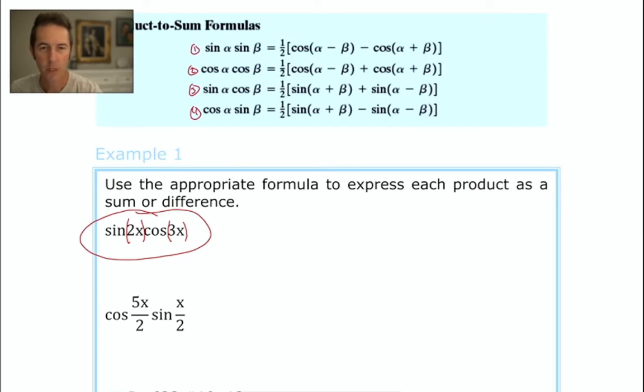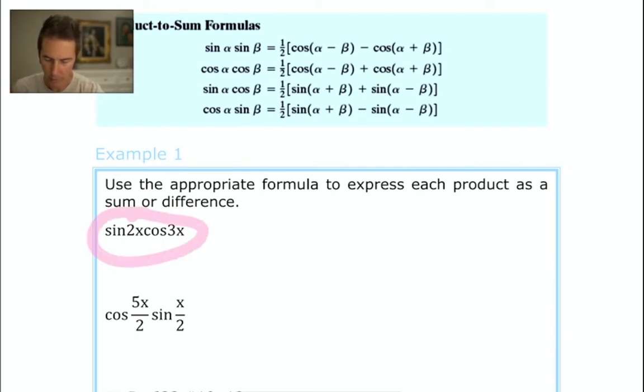At the moment, if we're going to use formula number 3, alpha is 2x and beta is 3x, which in here doesn't matter because we're adding them together. 2x plus 3x is going to be 5x. But in here, 2x minus 3x is going to be negative x. If you swap these two functions around, if you write it as cosine times sine and your alpha and beta change, this is still going to be a 5x, but then this would become a positive x. So it does make a difference. The alpha minus beta would become a positive x instead of a negative x.